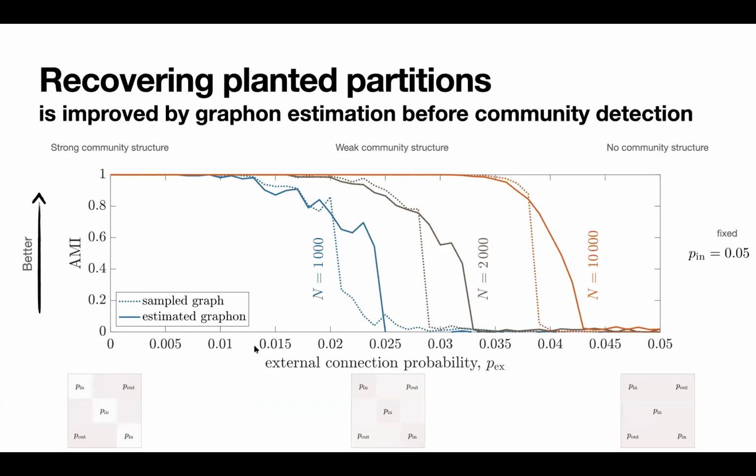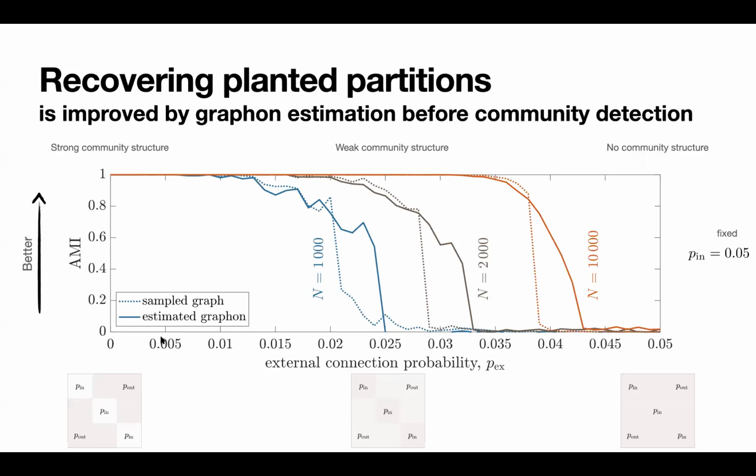And here on the horizontal axis, we have varying external connection probabilities. The case with P external being 0 is that you have a very strong community structure, whereas 0.05 is the same as P internal. So there you essentially have an Erdős-Renyi graph, so actually no community structure. And the case in between is where you have a weak community structure, which is usually what you're going to have in reality. And the three colors are three different graph sample sizes.